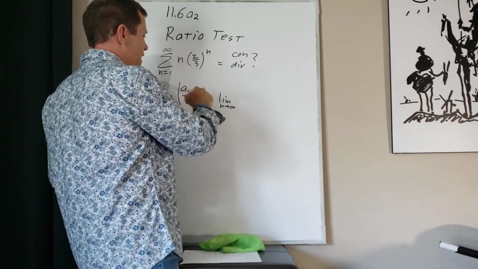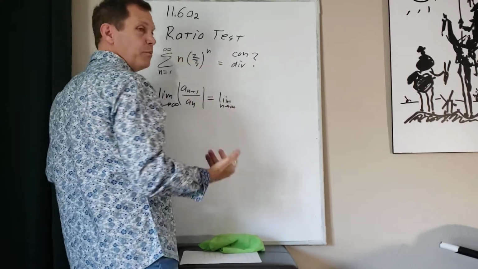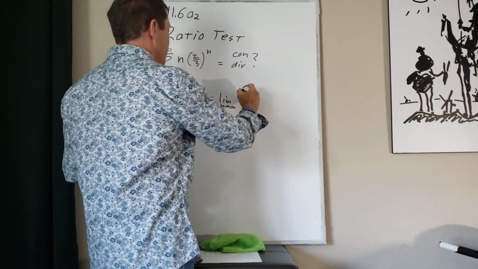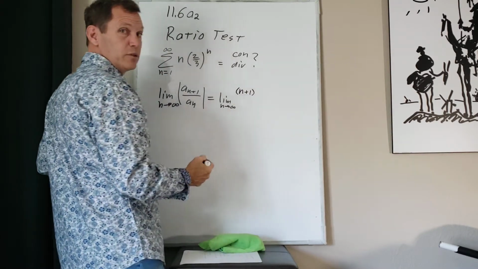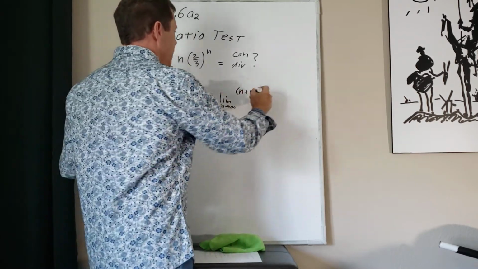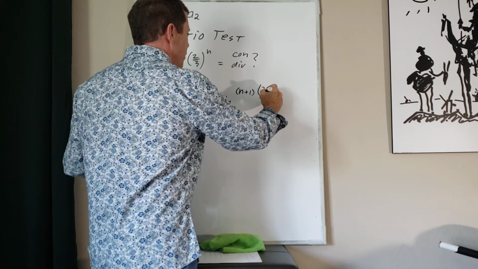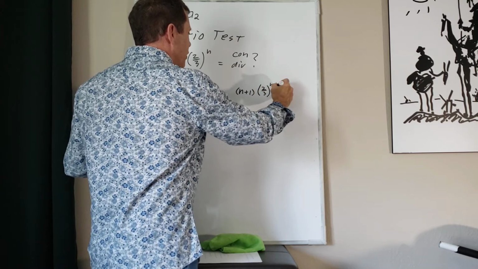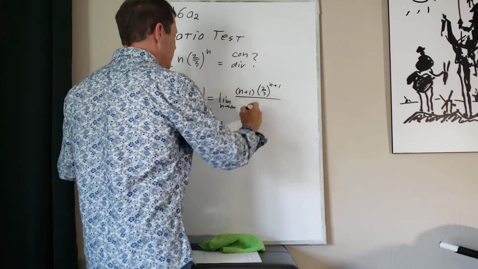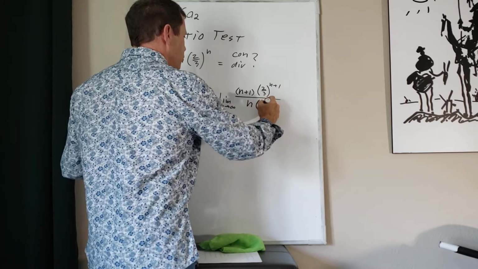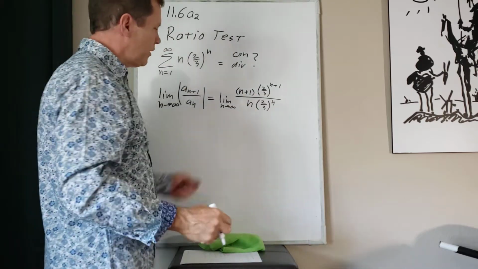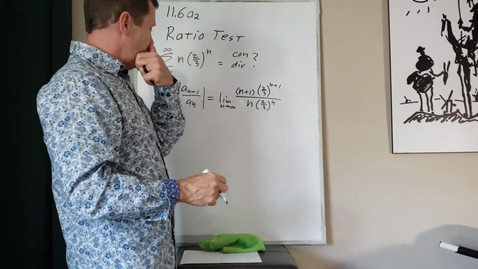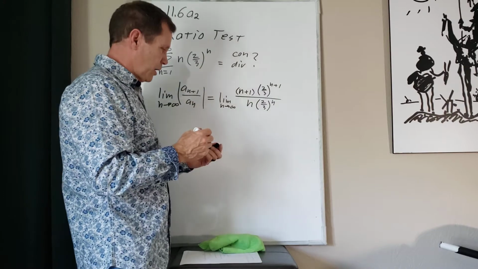Let's look at what is a_{n+1}. That means every place you got an n, put an n plus 1. So this is going to be (n plus 1). Use parentheses liberally so you don't screw up. (n plus 1) times (2/3) raised to the n plus 1, over n times (2/3) to the n. Now I got to look at this thing and see what happens. I'm going to have to do a little cleaning up on this guy first before I can figure it out. A couple things to talk about.